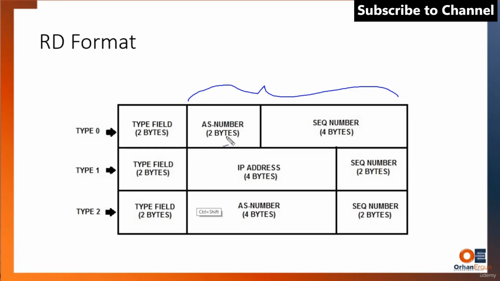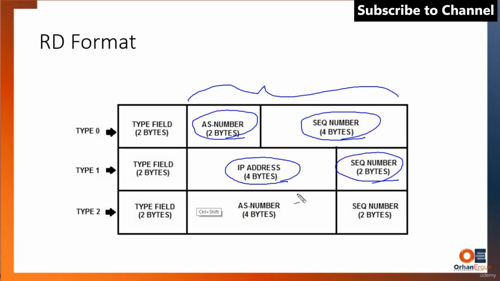Like I said, we can have an AS number in the beginning and then assign a 4-byte sequence number to the end. This is type 0. We can have an IP address, like a router ID for example, in the beginning and then add a sequence number to the end. Or we can have an AS number in the beginning with 4 bytes, of course, and then a sequence number in the end.